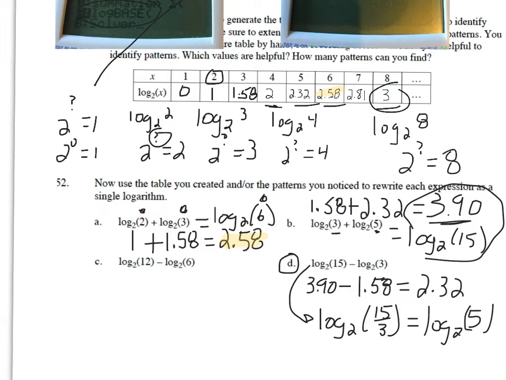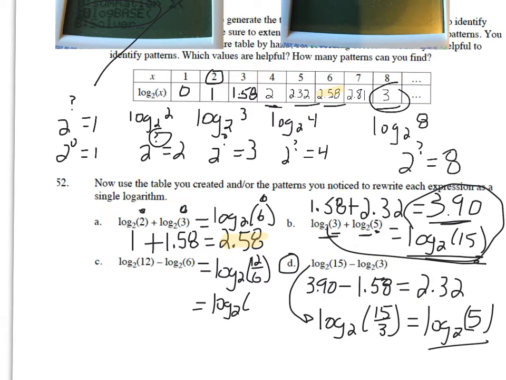of 5. Because if the log base 2 of 3 plus the log base 2 of 5 up here is equal to the log base 2 of 15, well, if I subtract that from both sides, I should get the log base 2 of 5, excuse me. So, just thinking out loud, if I have the log base 2 of 12 minus the log base 2 of 6, what I really should get is the log base 2 of 12 divided by 6, which is the log base 2 of 2.